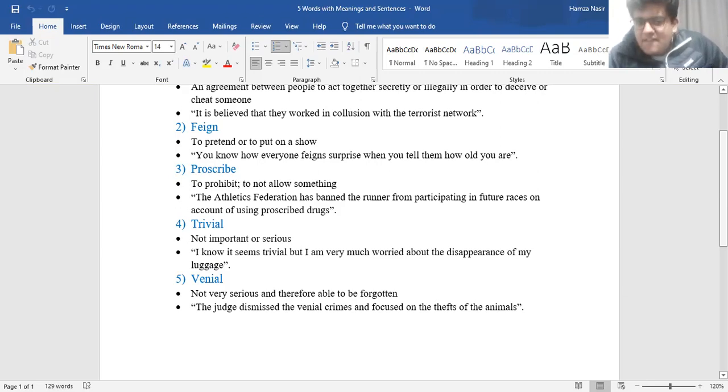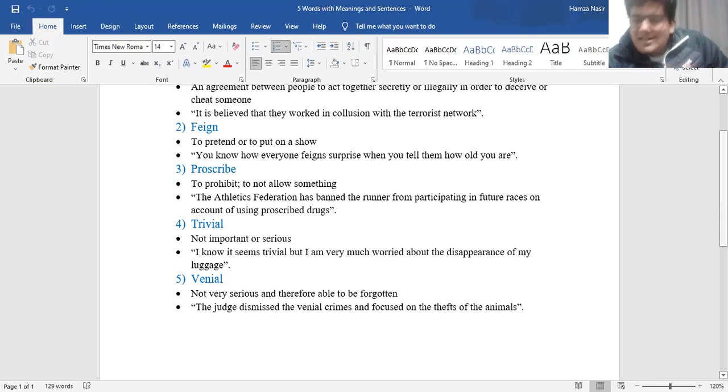Fifth word could be venial. Venial. V-E-N-I-A-L, venial. So venial means something that is not very serious and therefore able to be forgiven. Okay? Venial means something that is not very serious and therefore able to be forgiven.